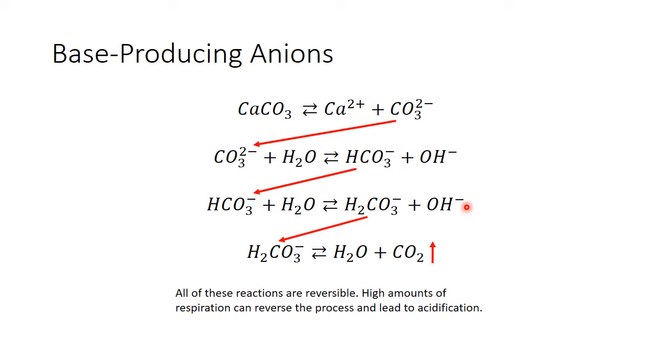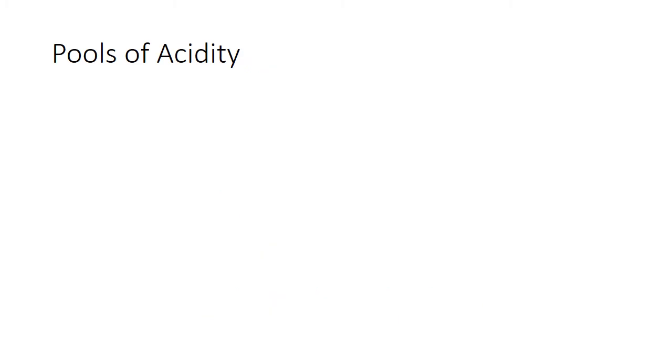We can get a reversal of this if we have high amounts of respiration, where we're actually producing CO2 and causing these reactions to go the other direction. But that's kind of rare. Usually there's enough CO2 removal that we can drive these reactions to the right and get an increase in pH.